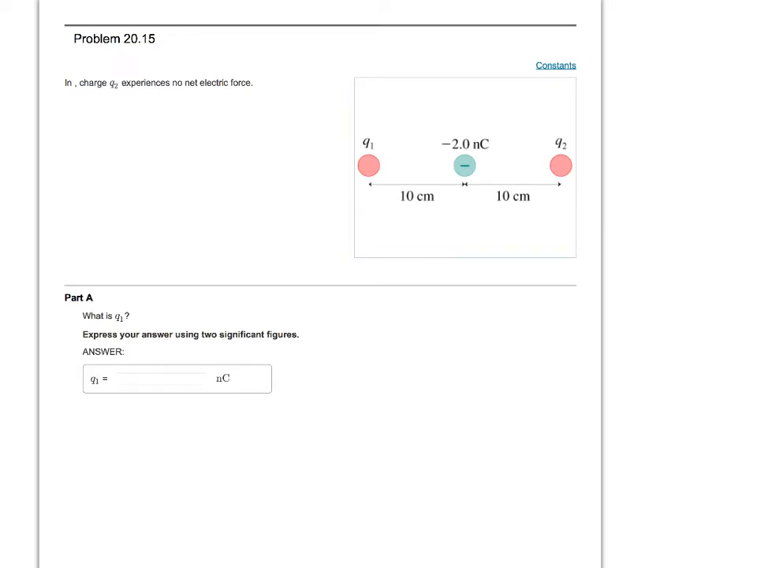For this problem here, we have an arrangement of 3 charges, and we know that charge Q2 experiences no net electric force. We want to figure out what charge 1 is equal to here. So I'm going to start out by thinking about the direction of the force on these charges, and I'm going to assume that Q2 is just positive. It won't actually matter what Q2 is, because changing the sign of Q2 will just flip the direction of the forces. But let's assume it's positive, and I'm also going to call this charge here Q3.